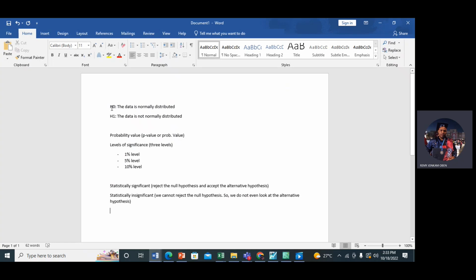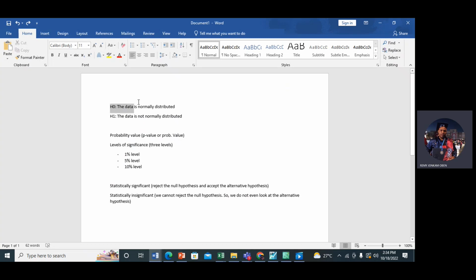Now, we have two hypotheses here, the null hypothesis and the alternative hypothesis. The null hypothesis says the data is normally distributed, and the alternative hypothesis says the data is not normally distributed. So, if we reject this null hypothesis, then we are accepting this alternative hypothesis. And if we accept this alternative hypothesis, it means that the data is not normally distributed, right?